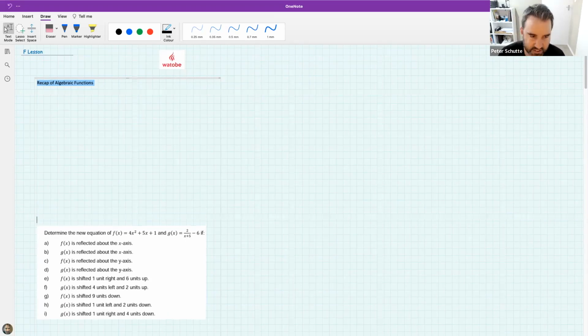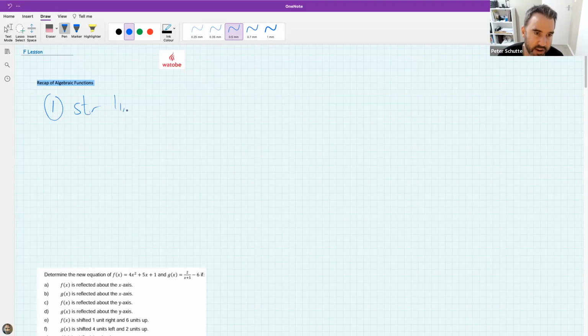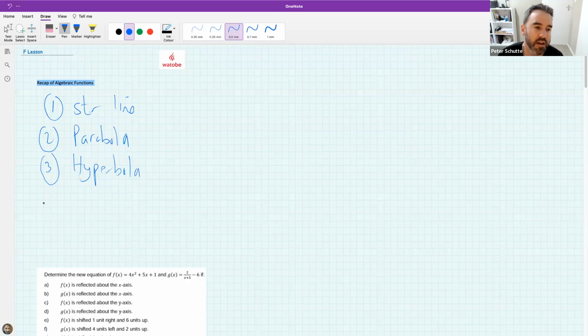So today's lesson is going to focus around the 4 different types of functions and how we can reflect them, how we can transform them or shift them, and then some interpretation questions. So just before we get going, a quick reminder of the main algebraic functions. There's the straight line, there's the parabola, there's the hyperbola, and there's the exponential function.